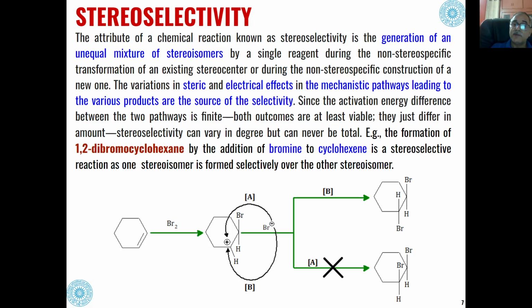So such types of reactions, where formation of the products takes place in a stereoselective manner, so that one stereoisomer is formed in more amount or is formed selectively over the other stereoisomer, such reactions are called stereoselective reactions, and the process is called stereoselectivity.